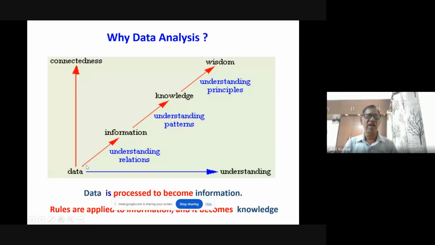We enter into the process of data analysis by way of providing connectedness of the data to other things. For example, data is to be converted into information by way of understanding the relationship between two. It is raining. Why is it raining? Because the temperature dropped. So the relation we have established, and that's why from data we reach information.